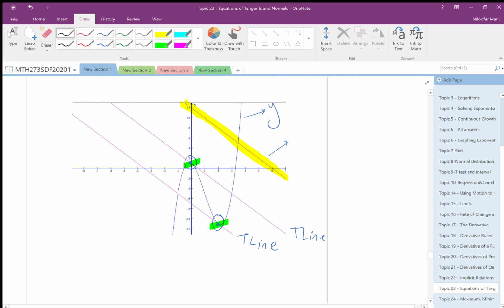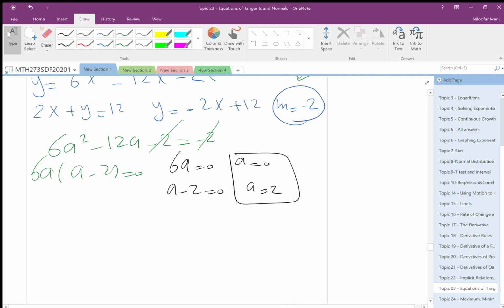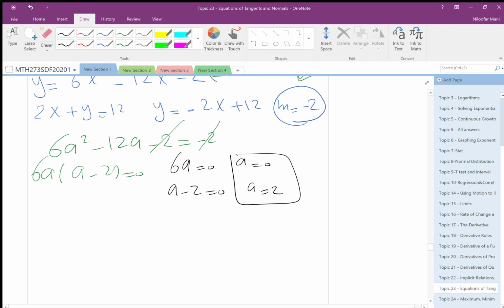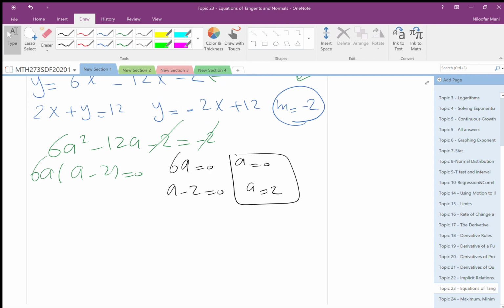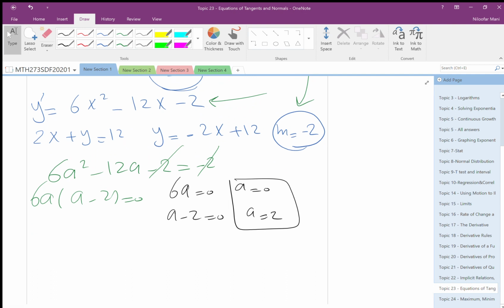Look at there. For this one, x is 0. For this one, x is 2. Yes, acceptable. Those points are acceptable. So this is my x1 and x2. So I have 2 points. Okay, so the curve has this. Find the equations. I have to write the equation of the tangent line. Do I need to find the slope of the tangent line? No, I don't need.